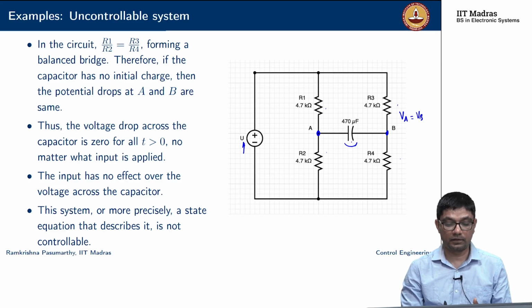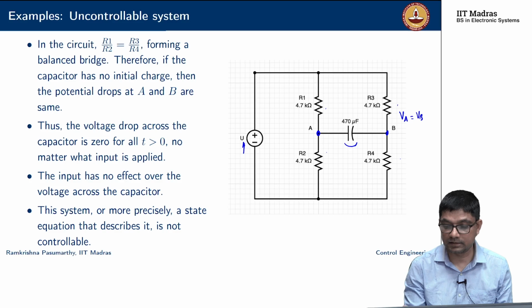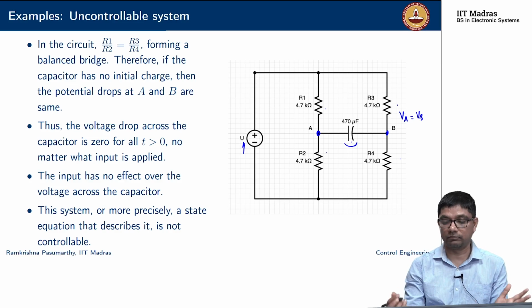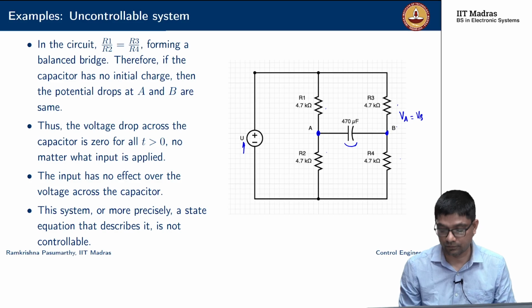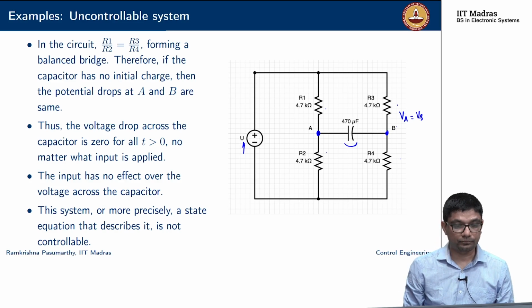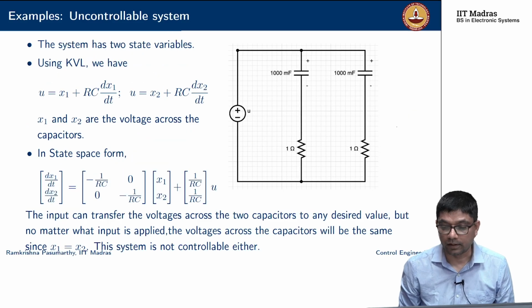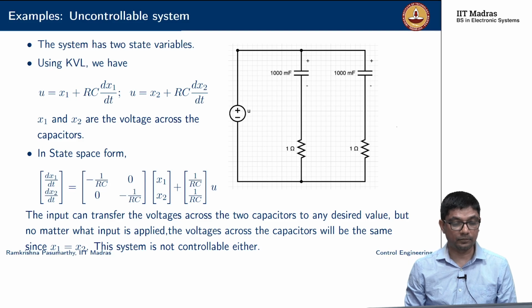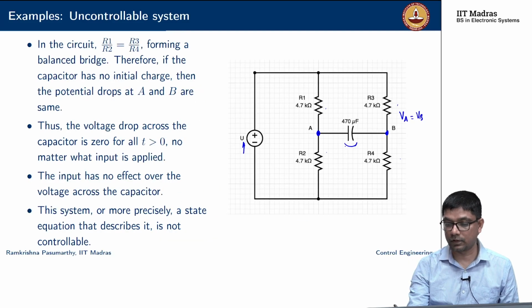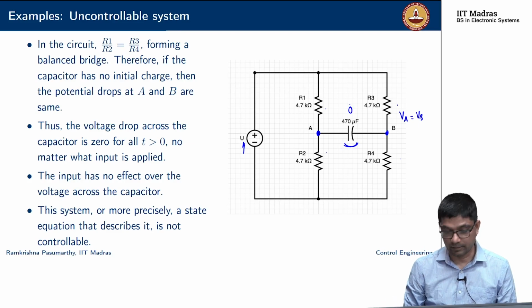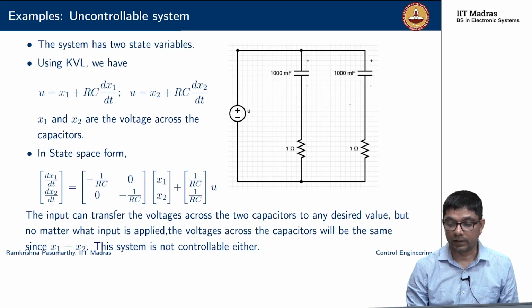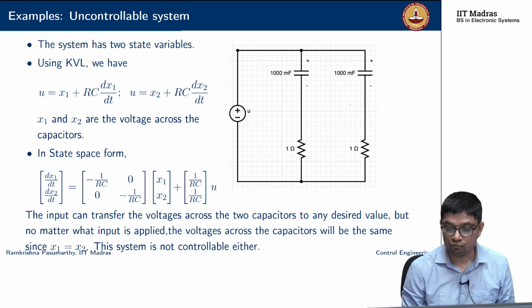The system is therefore not controllable, right? Just a very simple qualitative analysis can do this for us. In this system, what was happening was that the voltage across the capacitor doesn't move. If it starts with 0, it just remains 0. I'll take another example where I have an RC circuit.